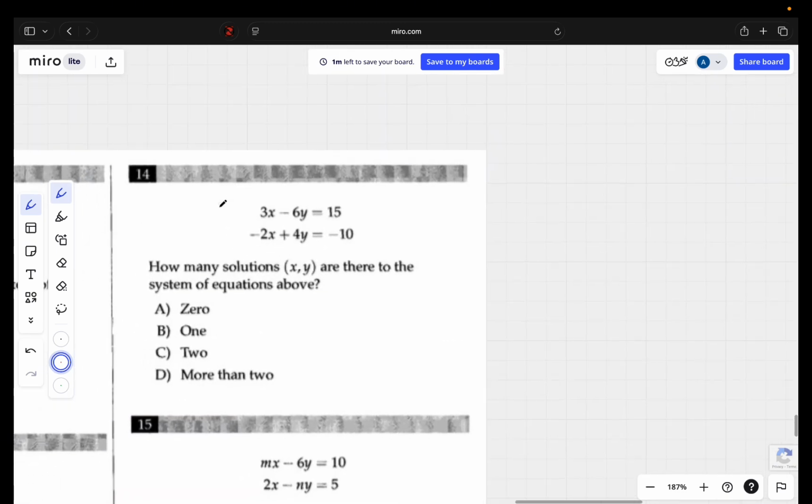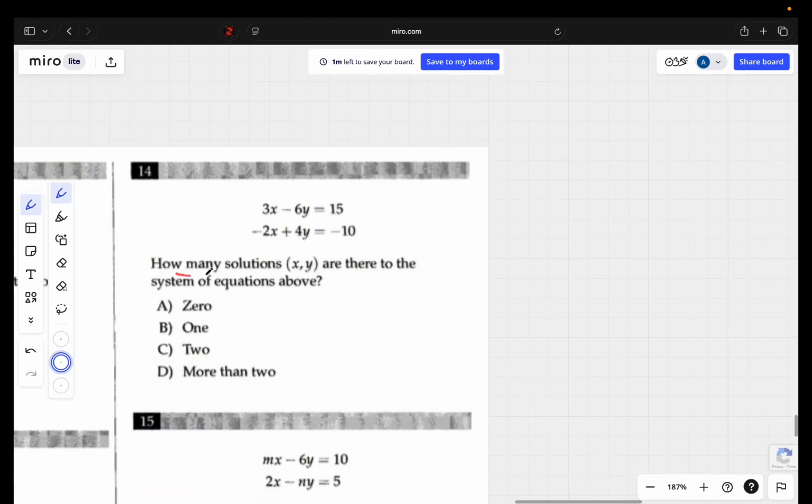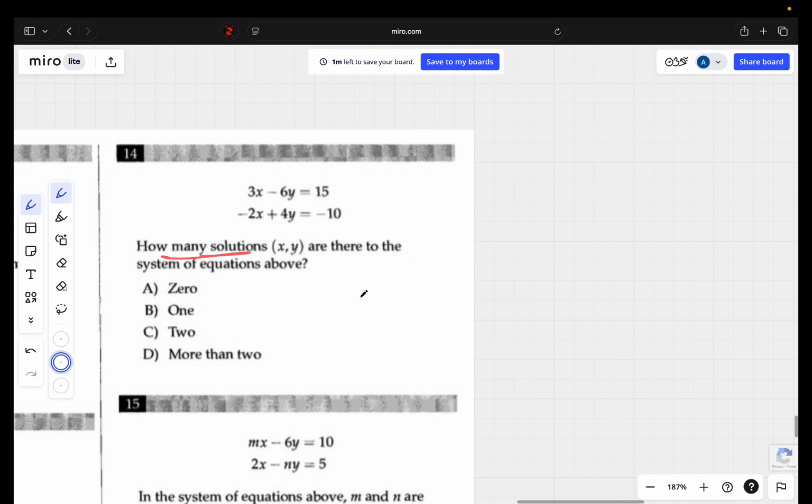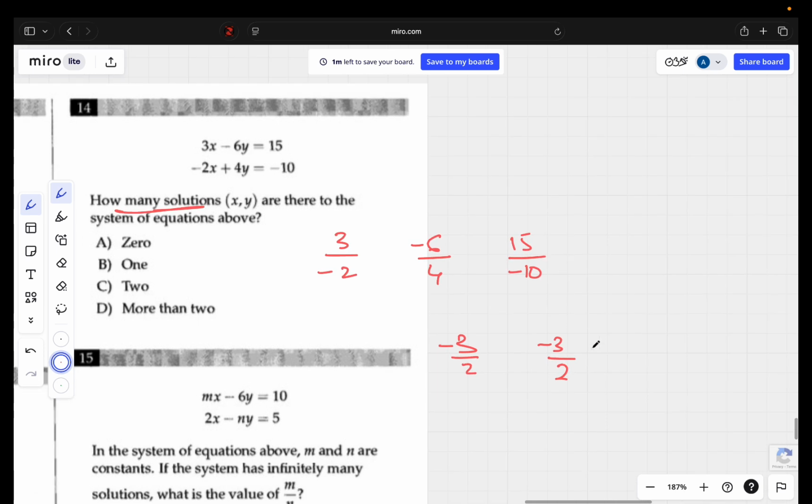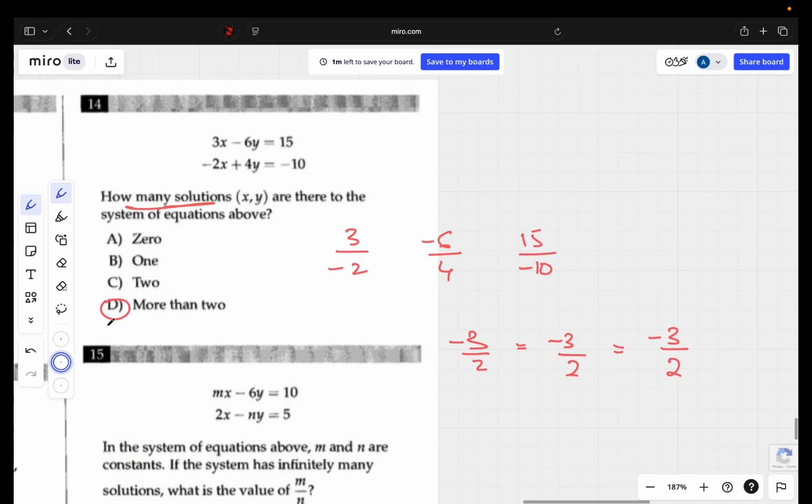Next question, 14. It says how many solutions. Again, you'll have to check with the rule. So 3 over negative 2, we have negative 6 over 4, and 15 over negative 10. We'll simplify this. So that's simplified, negative 3 over 2. Negative 6 over 4 simplifies to negative 3 over 2. 15 over negative 10, if you divide by 5, simplifies to negative 3 over 2. And they're all equal, which means it's infinitely many solutions, or more than 2.